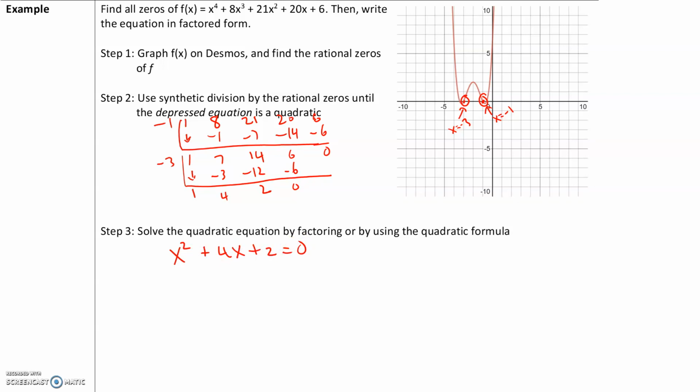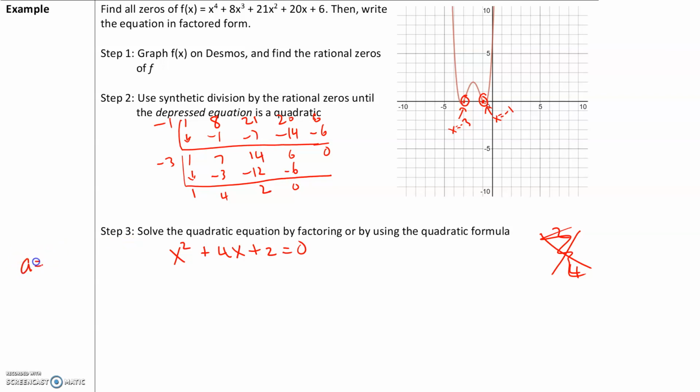Now we have a choice. We can factor this or use the quadratic formula. Always try factoring first because it's easier. So here we got 1 times 2 is 2. Our middle term is 4. But no numbers multiply to be 2 and add up to be 4. So we can't use factoring. We have to use the quadratic formula.